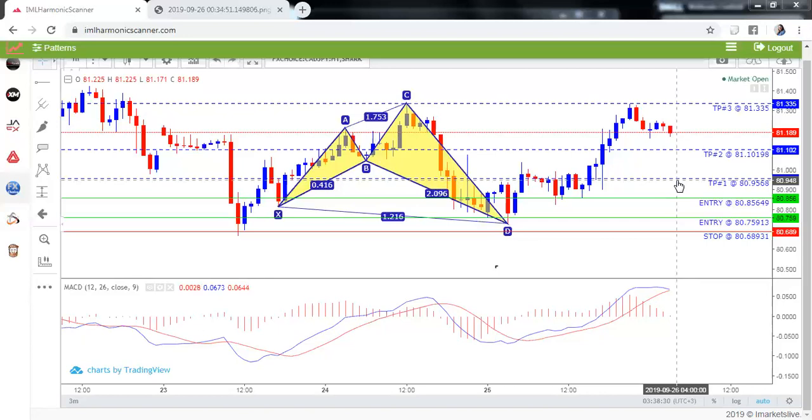So if you're holding the trade for take profit 2 or 3, always move your stop loss, right? So if the trade hit take profit 2, but you were holding for take profit 3, now you will move your stop loss from entry and move it to take profit 1.